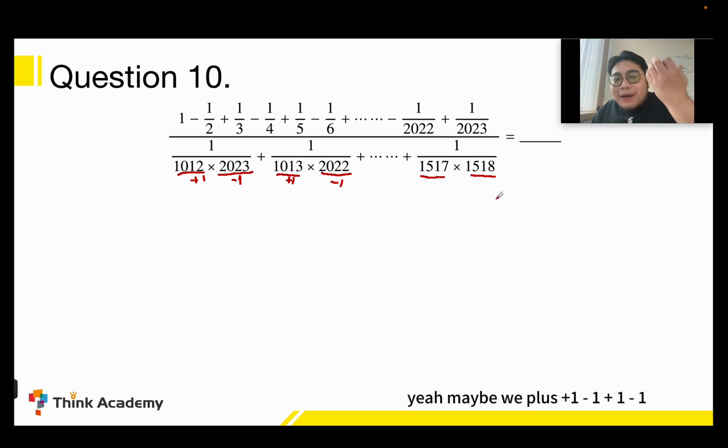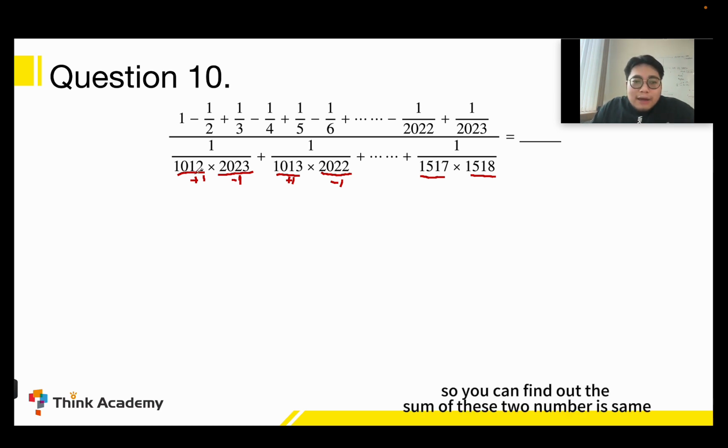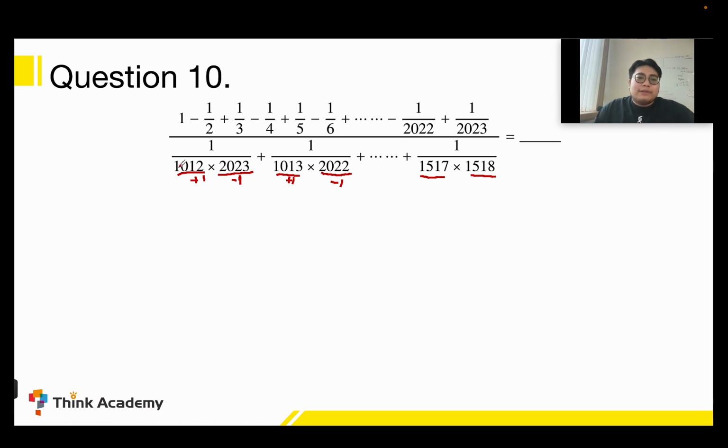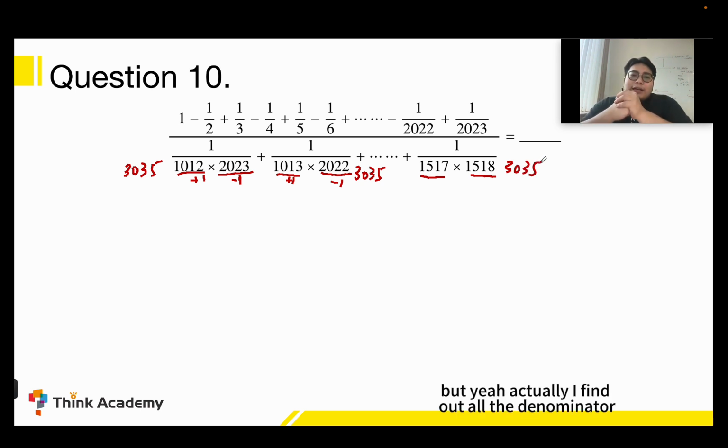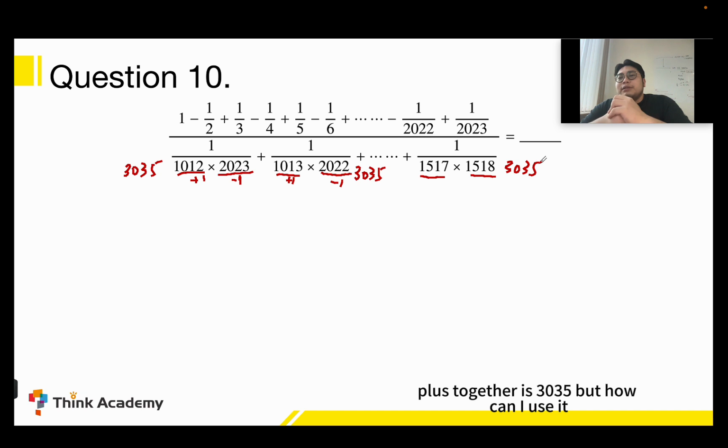So what can you find? Plus 1, minus 1, plus 1, minus 1. So you can find that the sum of these two numbers is the same. 1012 plus 2023 is 3035. 1013 plus 2022 is also 3035. And 1517 plus 1518 is also 3035. So all the denominator pairs add up to 3035. But how can I use it?